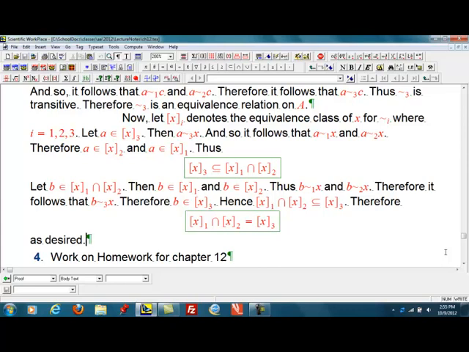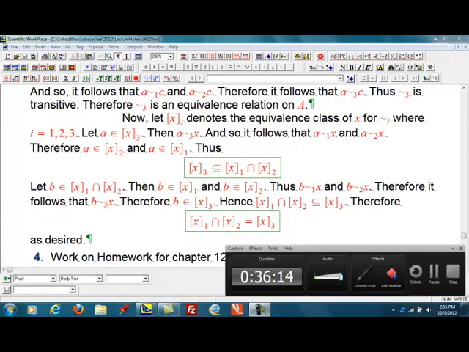Okay? You have about 20 minutes left. Start working on your homework for chapter 12. That's what you're doing in your homework: equivalence relations and partitions on sets. And you're going to use equivalence relations to get some of your partitions, which is why they're both in this section. So go ahead, get in your little groups, start working on your homework.